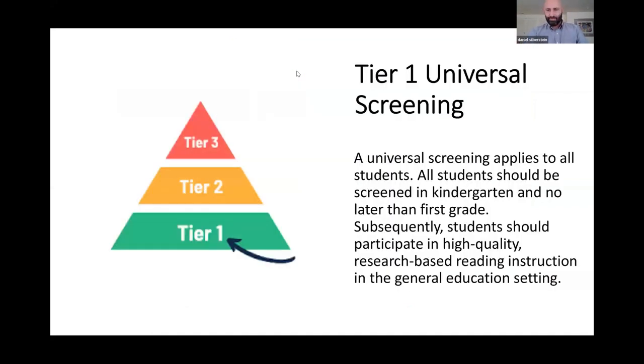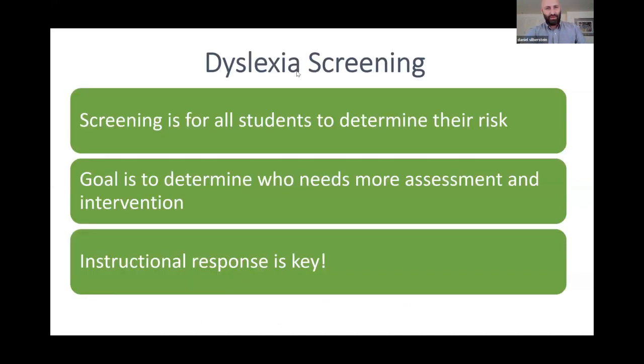And again, the guidelines say best practice is kindergarten through second grade, and I'll skip down here to talk a little bit about the legislation that passed as well. And again, it will be a universal screening. The goal of the screening is to find who needs more assessment and intervention, and your instructional response is key. A dyslexia screening, a reading difficulty screening, is just to determine the student's risk. It's not for formal evaluation, right?